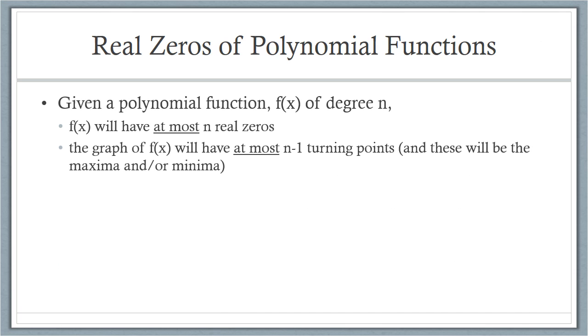The graph will have at most n minus 1 turning points, and these will be the maximum or minimum points. So take the degree and subtract 1, and that gives you the most number of turns you're going to see in the graph.